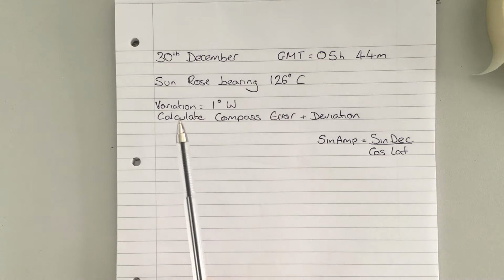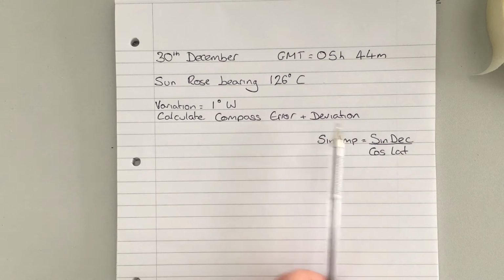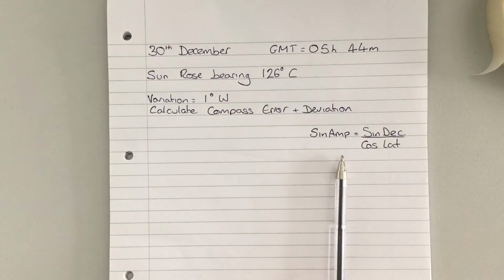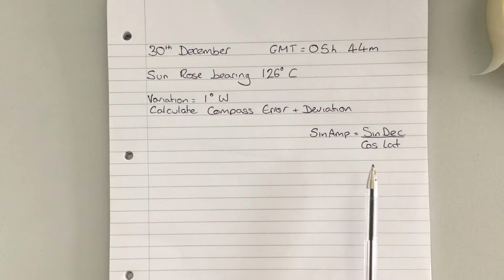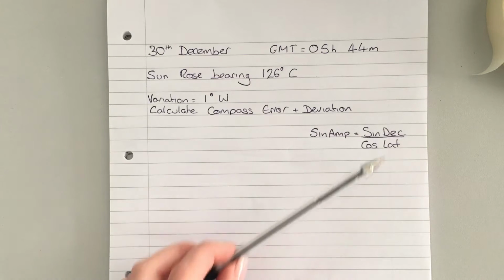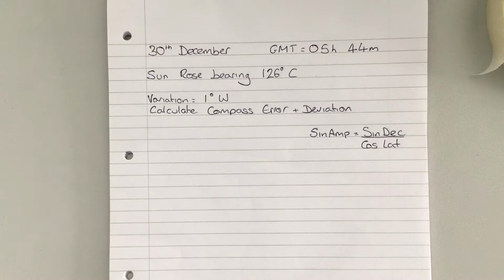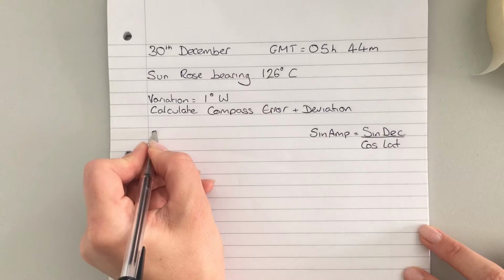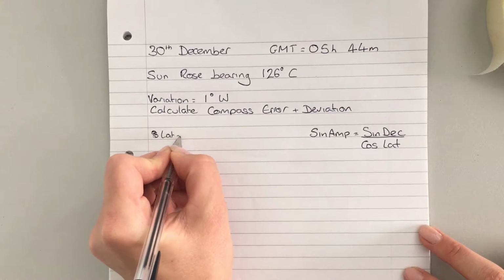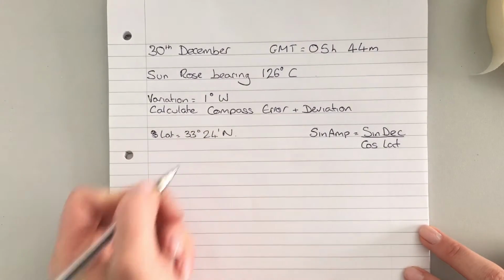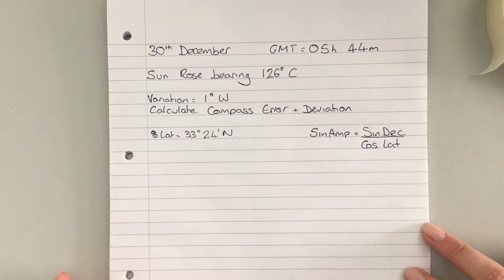At the time, the variation was 1 degree west. I need to calculate compass error and deviation. So the formula that we use for amplitudes is this. The sine of the amplitude is equal to the sine of the declination divided by the cosine of the latitude. So they're the only two pieces of information that we need to know, the declination and the latitude. The latitude at the time of the observation was 33 degrees 24 minutes north. So all we've got to do is calculate the declination.